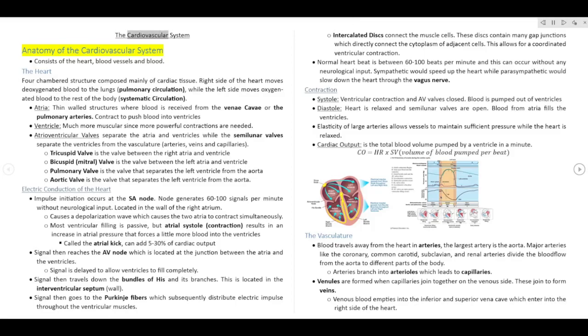The cardiovascular system. Anatomy of the cardiovascular system consists of the heart, blood vessels, and blood. The heart is a four-chambered structure, composed mainly of cardiac tissue. The right side of the heart moves deoxygenated blood to the lungs, pulmonary circulation, while the left side moves oxygenated blood to the rest of the body, systemic circulation.